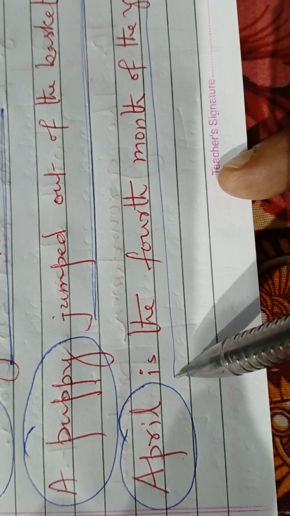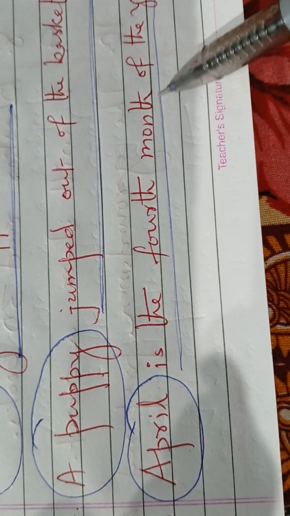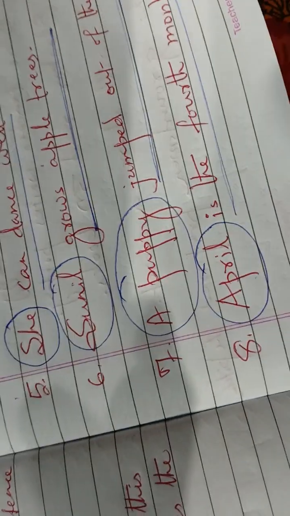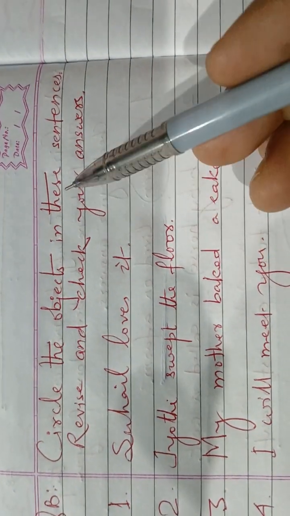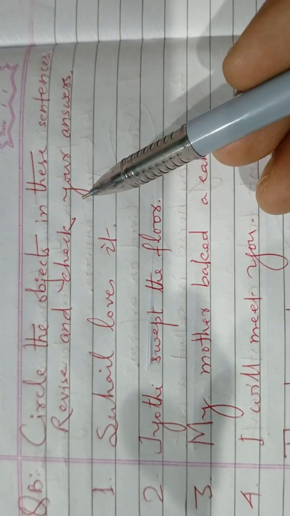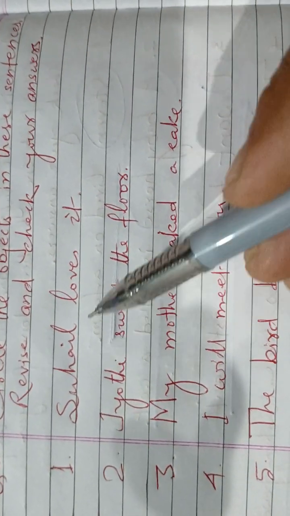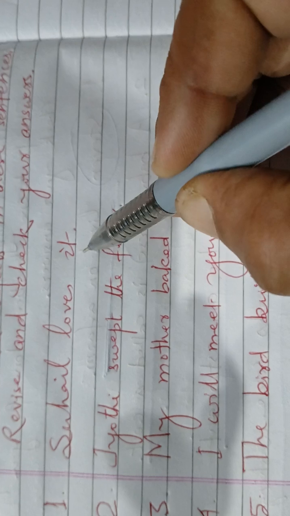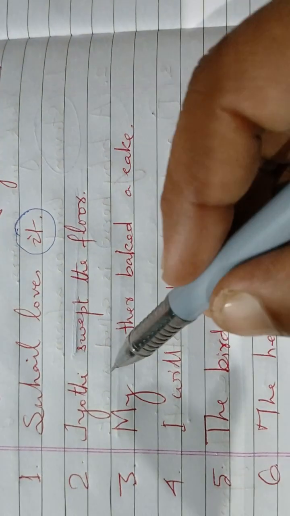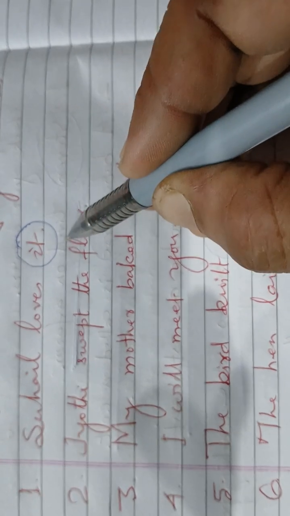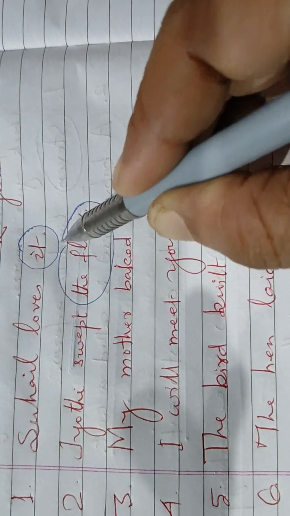In this way you got it solved. Now come ahead to learn more about the term object. Circle the objects in these sentences. Revise and check your answers. First, Shuhal loves it. Here, it is the object of this very sentence. Jyoti swept the floor. Here, the floor is an object.